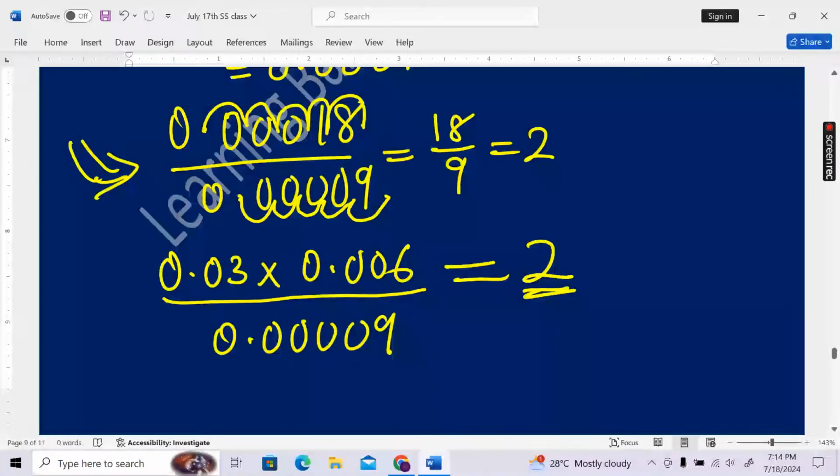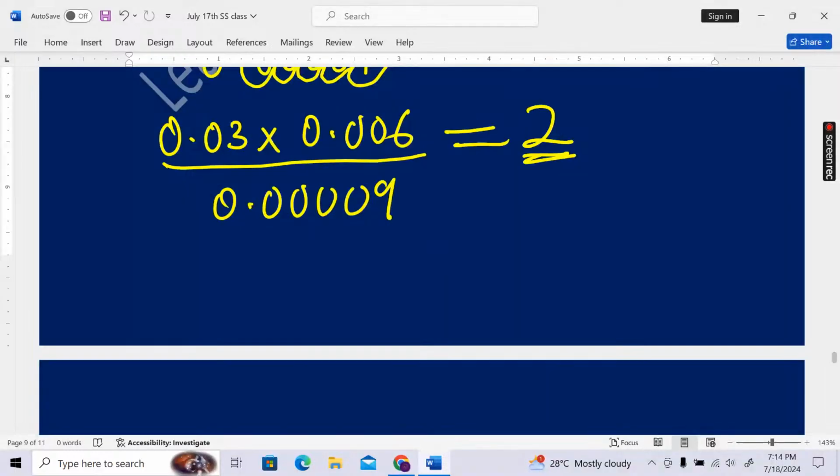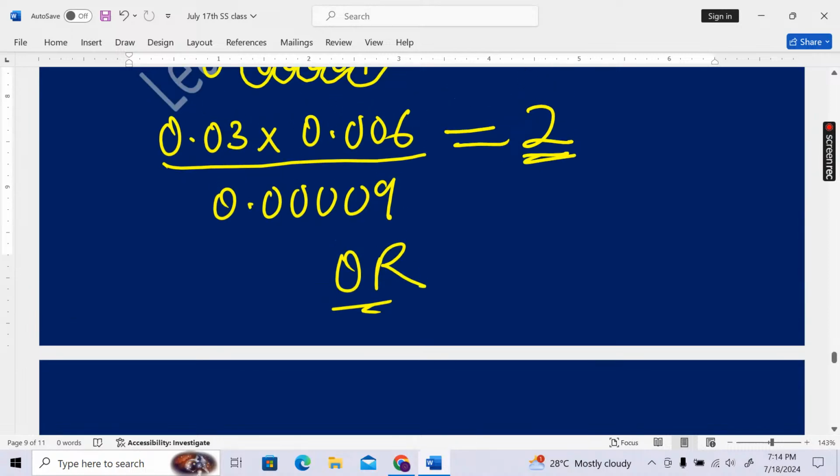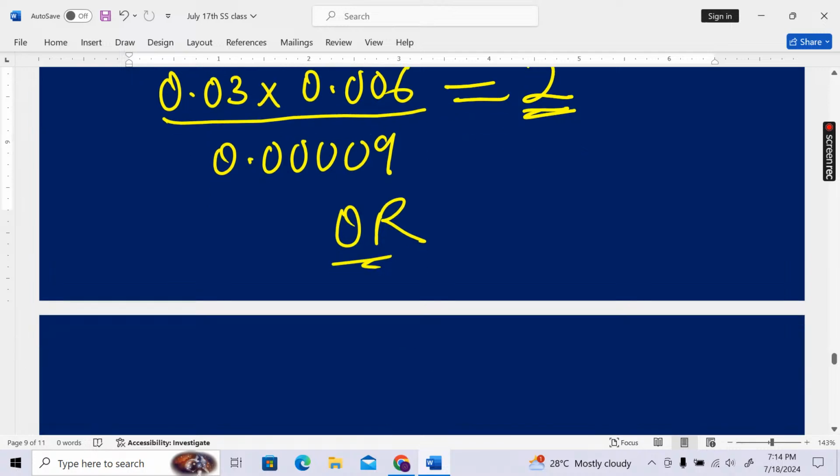Another fantastic way to get this done, let's use the second method, is to change it to fraction. So maybe in the next class, you're going to learn how to change decimals to fraction. I think we have done that. But you're going to learn how to divide by powers of 10 and also how to multiply by powers of 10. So let's use the second method to evaluate.